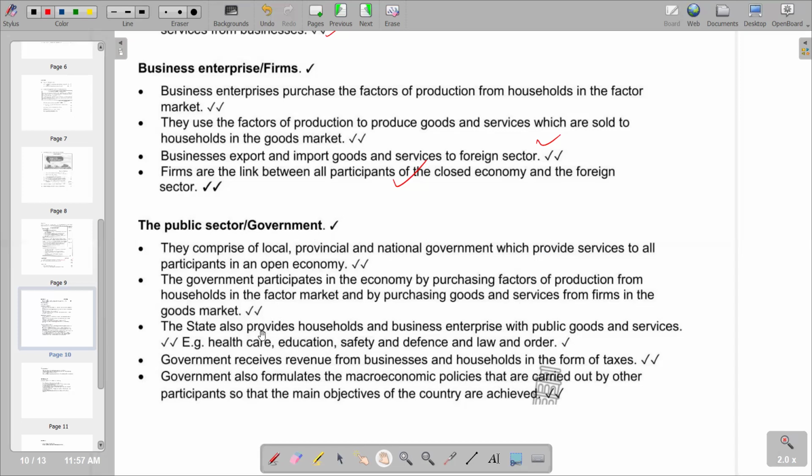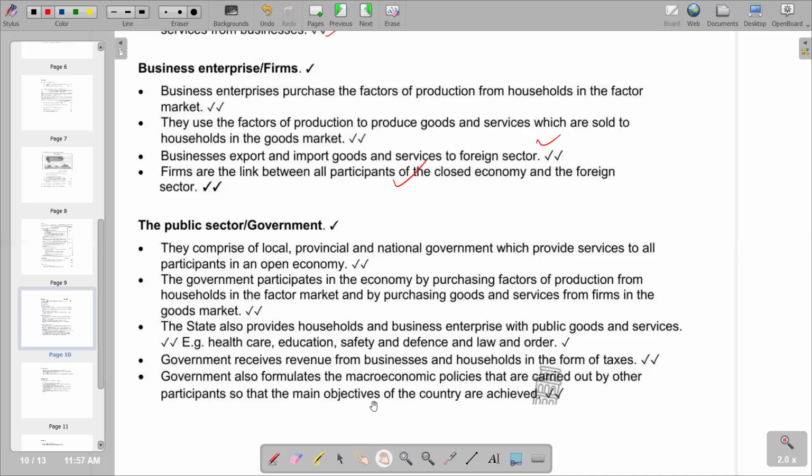So the state also provides households and business enterprises with public goods and services. So we are seeing the interaction that is transpiring there between the government and the households and then the government and the businesses. The government purchases factors of production from households in the form of labor, and it also purchases goods and services from the businesses. But on the other hand, the government also provides public goods to the households and the businesses. These goods and services come in the form of healthcare, education, safety, and defense, and law and order. So this is what we have.